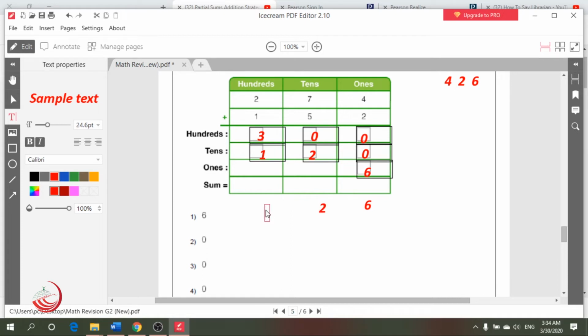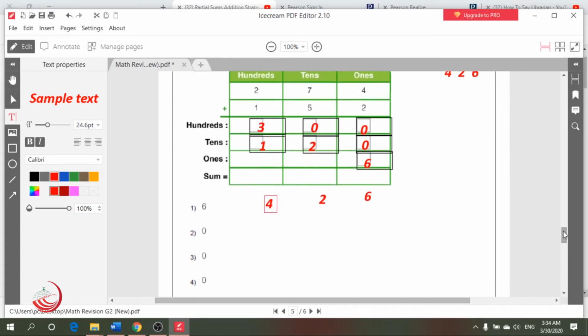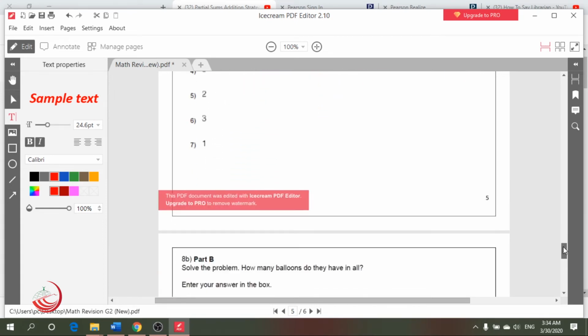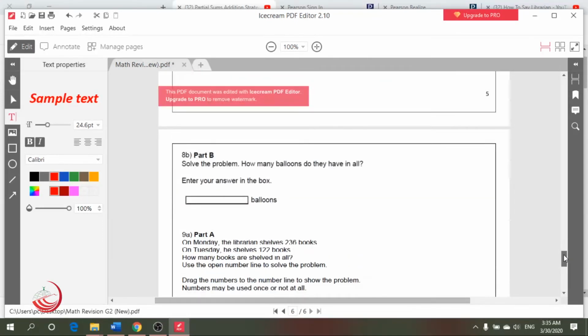What about the hundreds here? 300 plus 100 equals 400. So is our answer here matching the answer that came out of the normal addition? So partial and normal addition are the same, but in the partial you are taking apart the hundreds to add it first, then you will go to the tens, and last you will add the ones. So now let's go down to see and solve the rest of the problems.